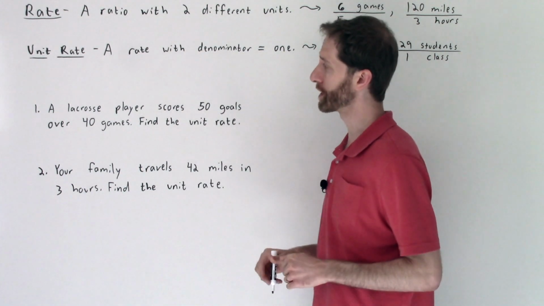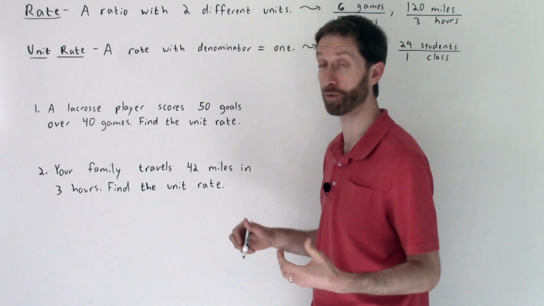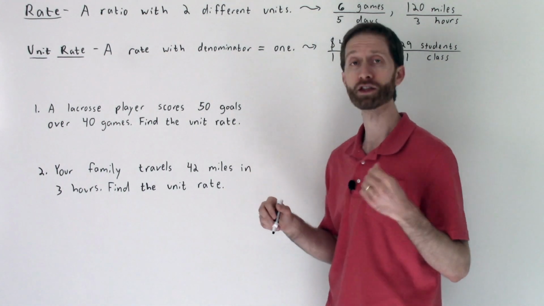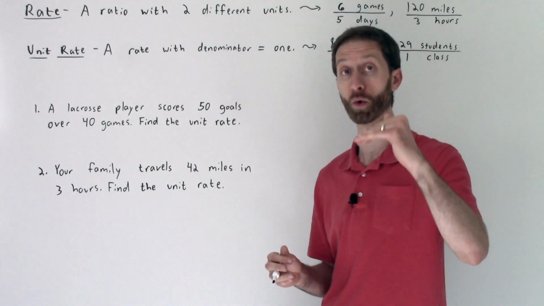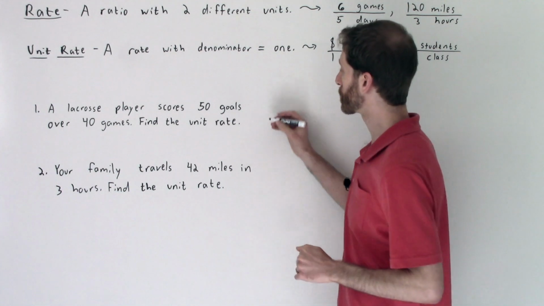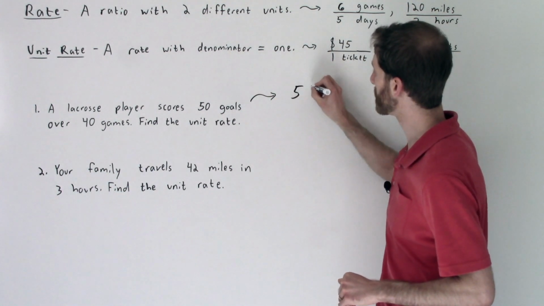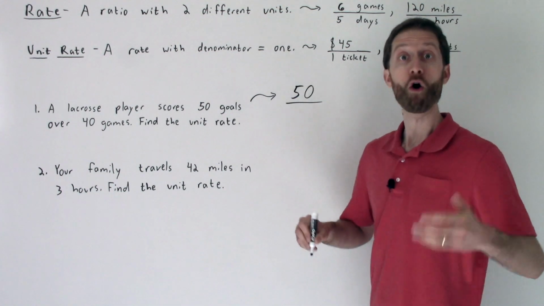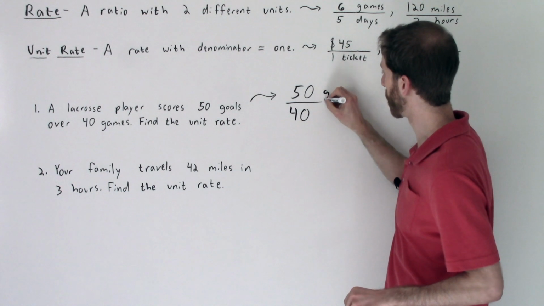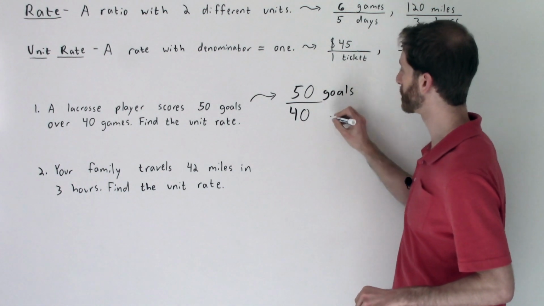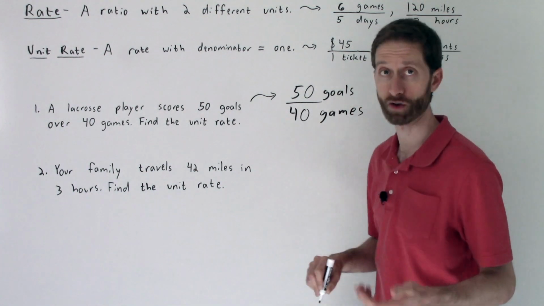So we've got a situation here. It says a lacrosse player scores 50 goals over 40 games. Find the unit rate. Okay, so first we need the ratio here. We're comparing goals to games. So the ratio that we would get from this problem would be 50 goals per 40 games. All right, so let's keep the units there just so that we know what we're comparing here. 50 goals to 40 games. Now that's the ratio that we have right there.